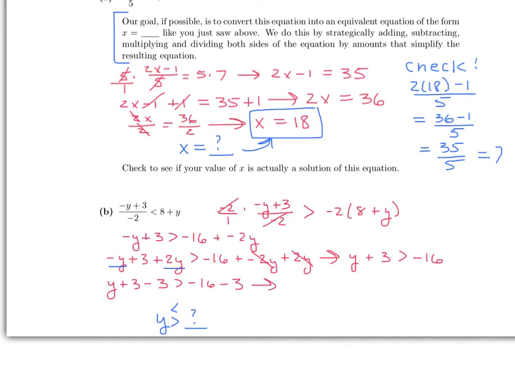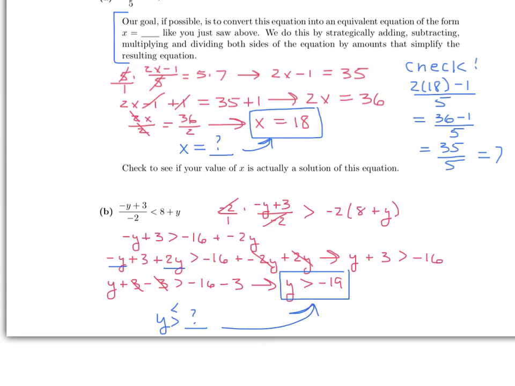So when we do the subtraction, notice on the left side we have 3 minus 3. That's 0. So we have y is greater than. On the right-hand side, we have -16 minus 3. That's -19. So we've arrived at our goal.